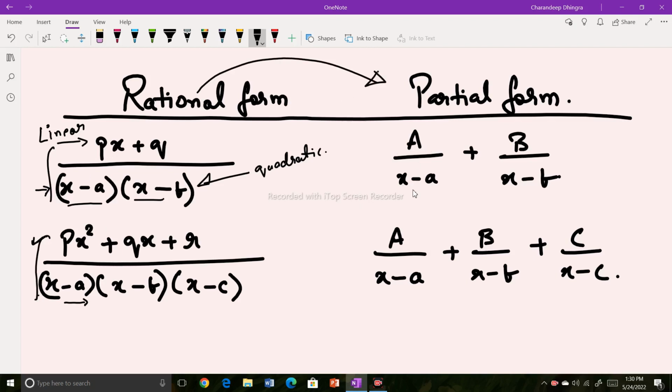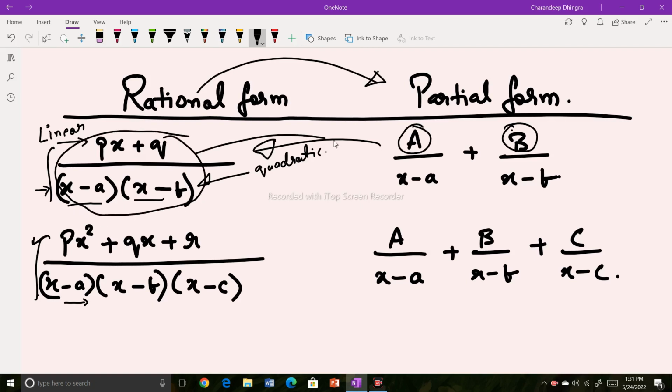So you have a upon x minus a plus b upon x minus b, or here you have three factors, so you write this as a upon x minus a plus b upon x minus b plus c upon x minus c. The idea is that a and b will be two numbers which we'll find such that when you take the LCM, you will get the same thing as we have on this side. So what we're doing is, ideally, we are just trying to write this part in a more simplified form wherein we can integrate easily.